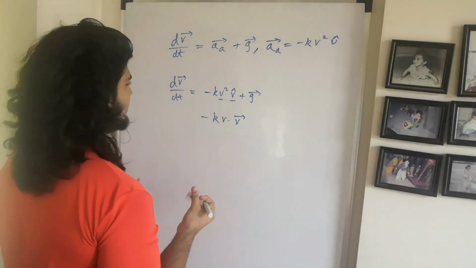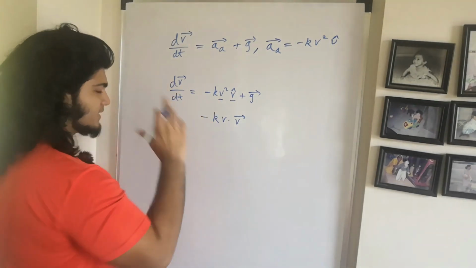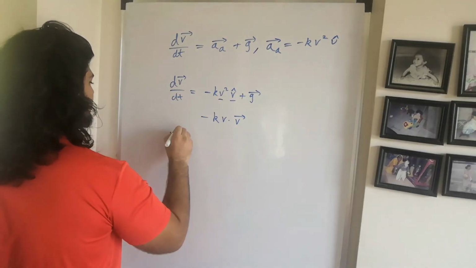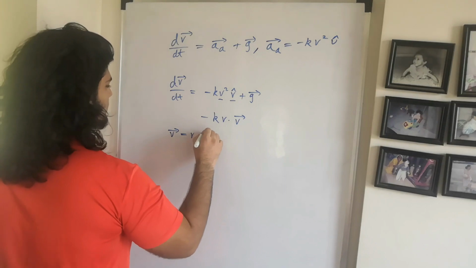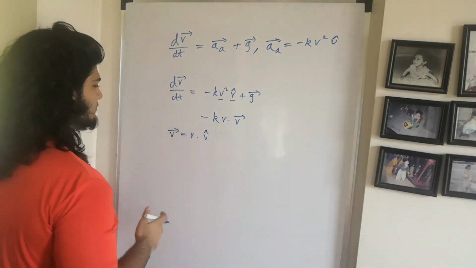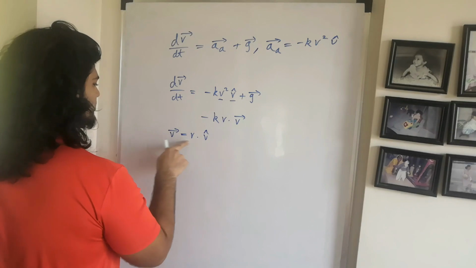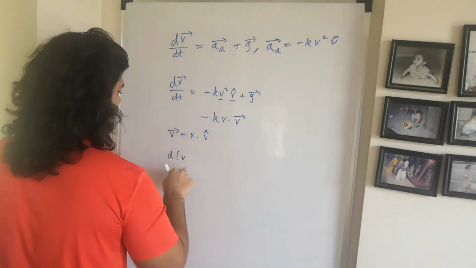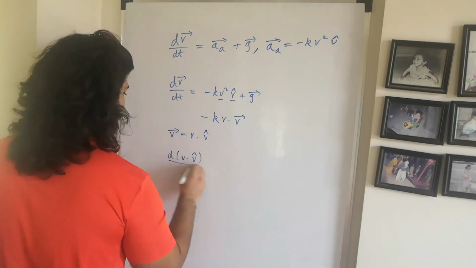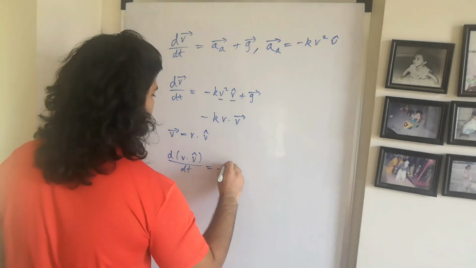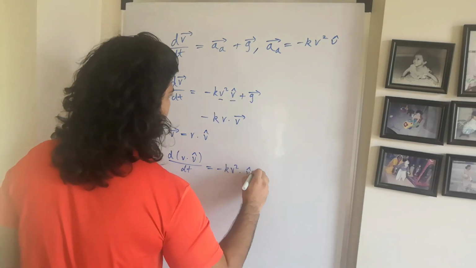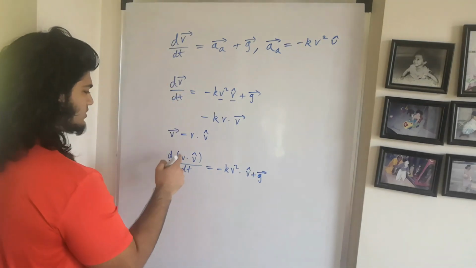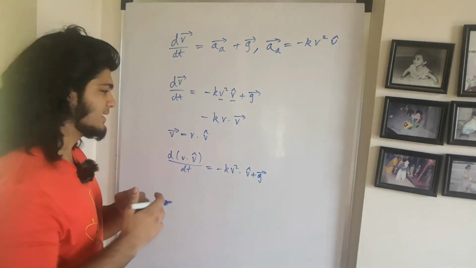So we need to bring in two variables, the magnitude of v and the direction of v. What I thought up was that we can write v vector as v, the magnitude, times the direction of v, which is v hat. So we can use this formula on the LHS. We'll have d of v times v hat over dt is equal to minus kv squared times v hat plus g vector. And now we have two variables on the LHS, two variables on the RHS, and everything sorted out.